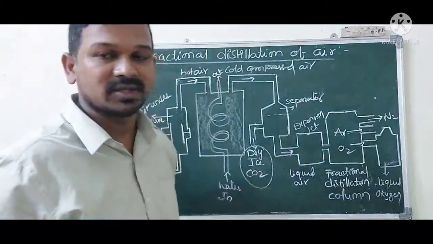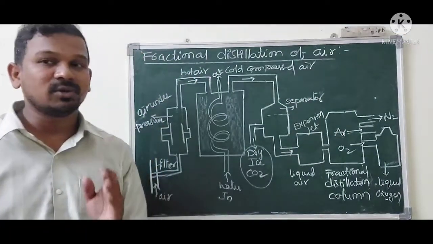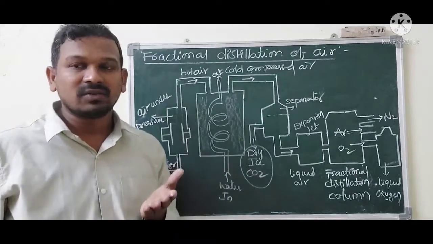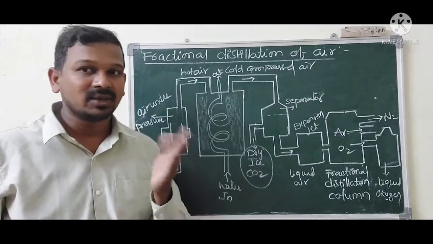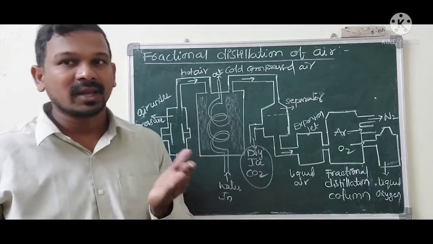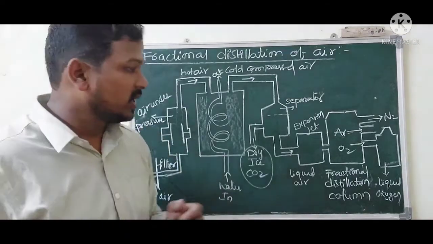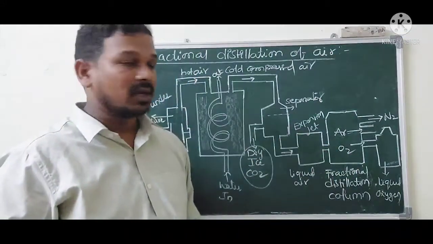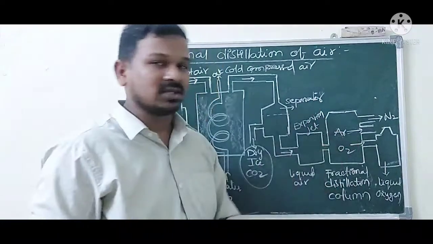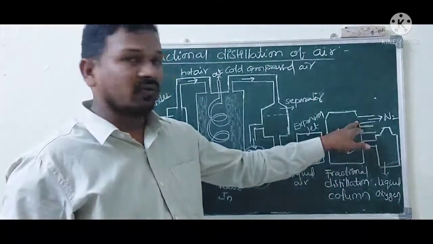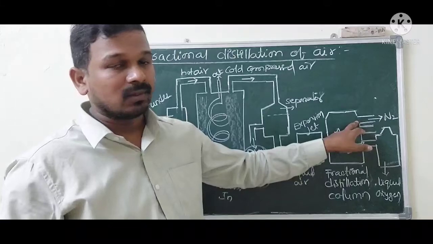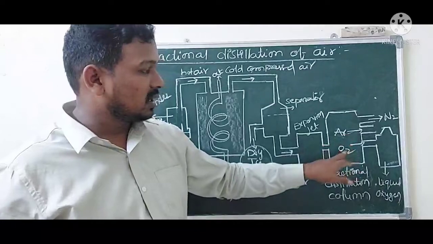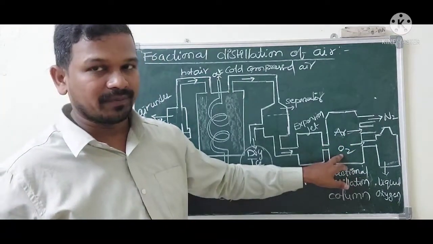How are we going to separate these? This fractional distillation process works on the principle that different liquids have different boiling points. Based upon those boiling points, we can separate the gases or liquids. Here is also the liquid which is coming into the fractional distillation column. By the fractional distillation process, the nitrogen will have a low boiling point, followed by argon, followed by oxygen, liquid oxygen.